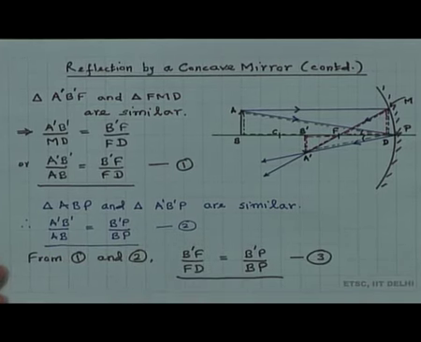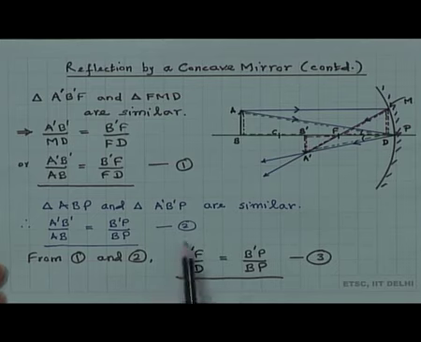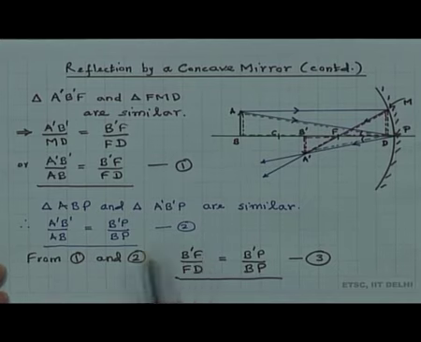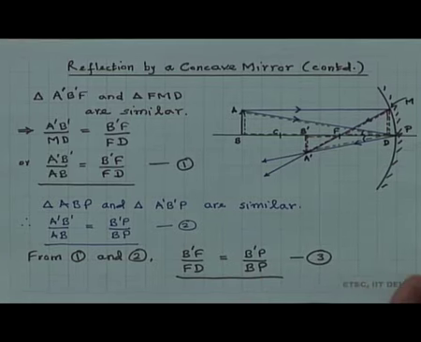Let me denote it as equation 2, and therefore, from 1 and 2, the left hand sides are the same, and therefore, we have B dash F by F D is equal to B dash P by B P. Let me call this equation 3.